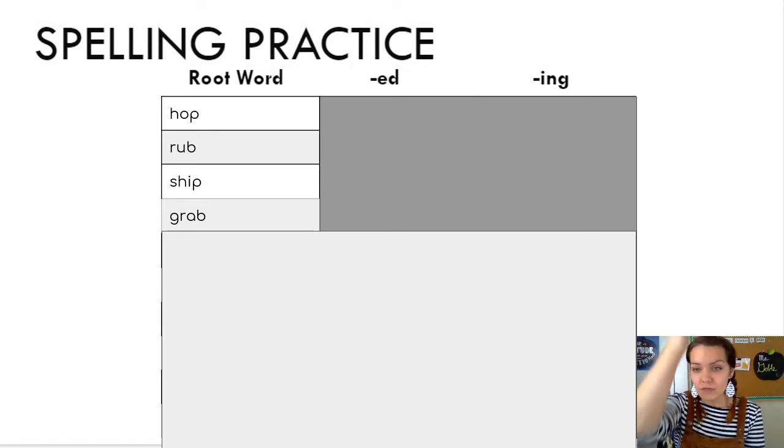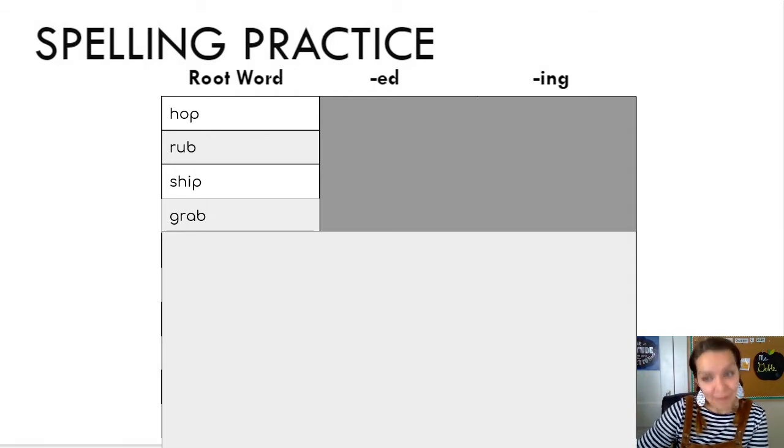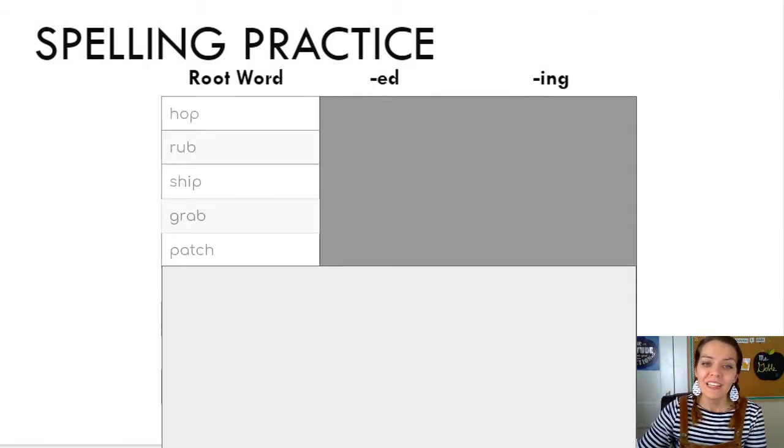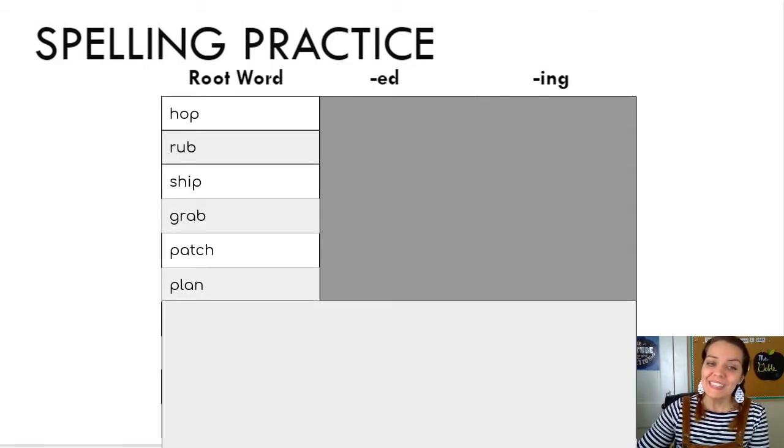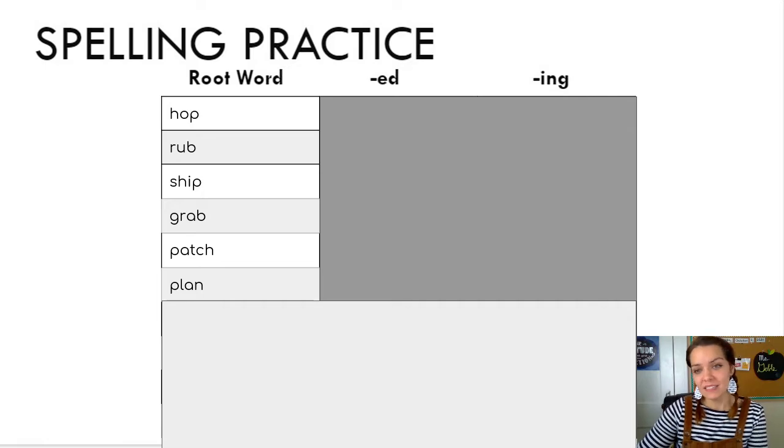And you're writing straight down that first column just like on my document. Do not worry about the second 2 columns yet. We'll get to them after. So straight down. Word 5, patch. Type patch. Word 6, plan. Type the word plan.